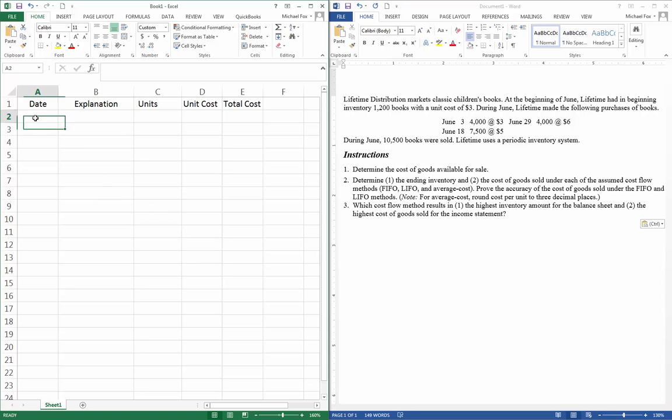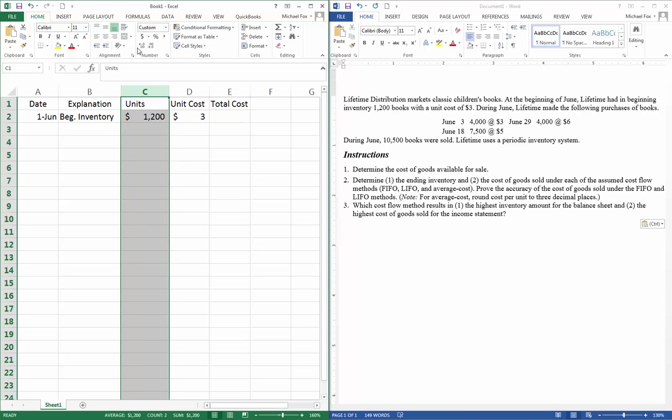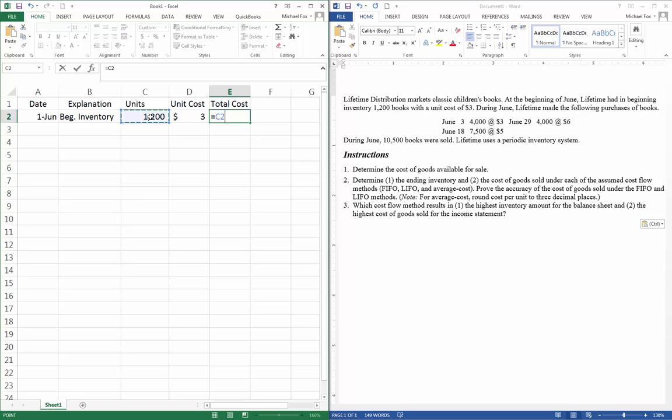To do that, I'm just going to create a little table here that highlights our purchases. So on June 1st, we had beginning inventory. And it said we had 1,200 units that we paid $3 a piece for. This shouldn't be dollars, so let me just fix this. And our total cost will equal the number of units times the unit cost.